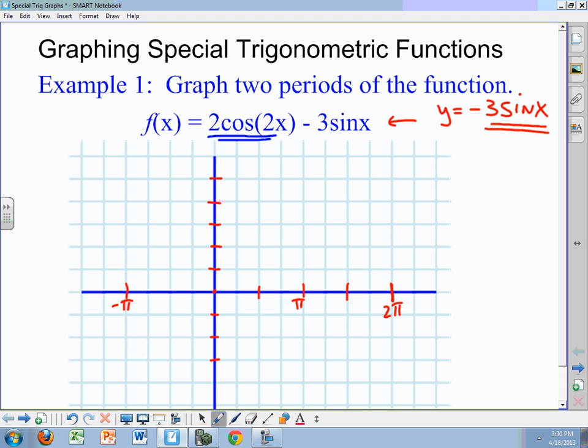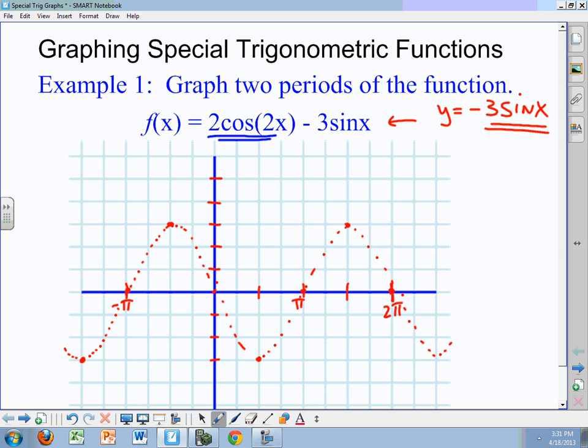At pi over 2, we should be down here at negative 3, since that's negative 3 sine x, back up to 0, and then up to positive 3, back down to 0. Of course, that means we're going to be over here at 3, and then 0, and then down here at negative 3. All right, so I can put this graph in. This is the sine graph. That looks pretty good. It's not going to be perfect, but we'll do the best we can here. There we go. That's the first one.